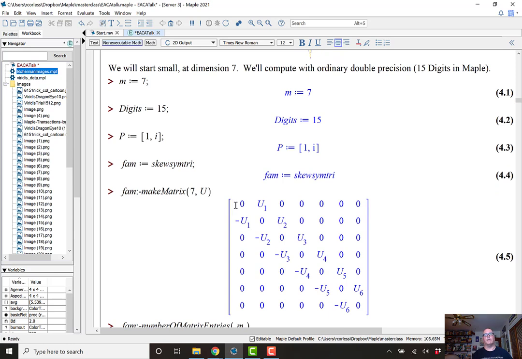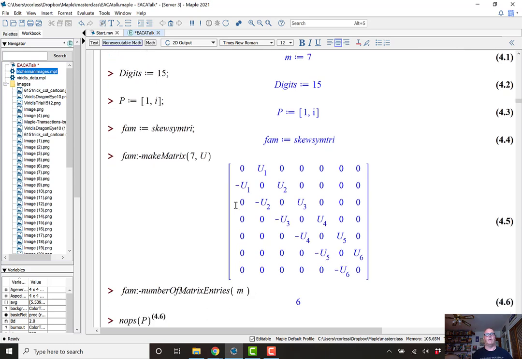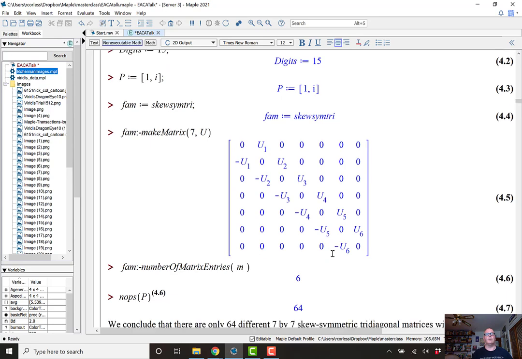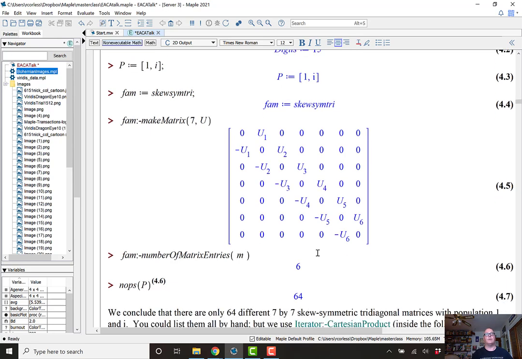There's a 7x7 skew symmetric tridiagonal matrix where the entries are taken from some population where the U's can only be either 1 or I. Great. How many possible matrix entries are there? There's 6. We got 6 entries to choose from, so the total number of matrices is just going to be 2 to the 6th, or 64. So there's 64 different matrices of that kind.